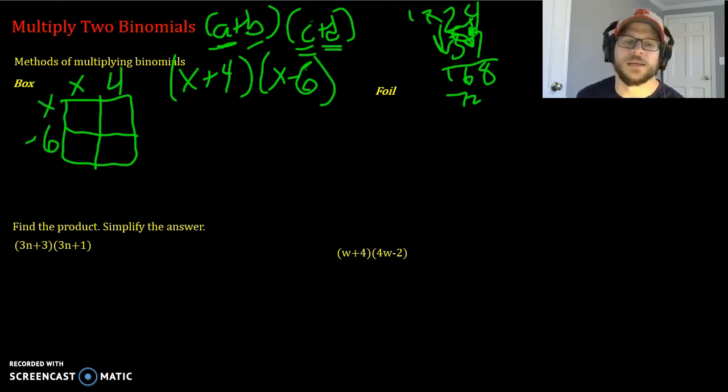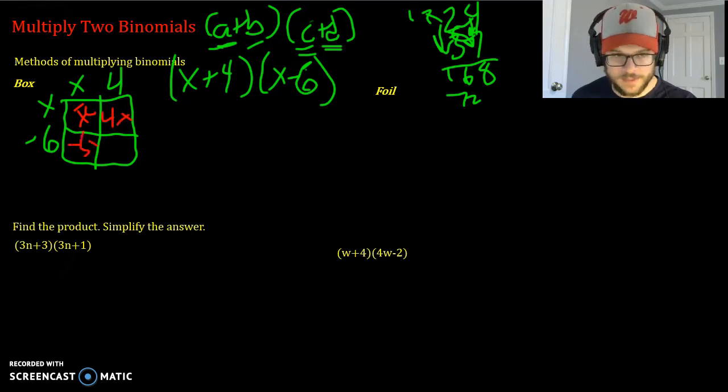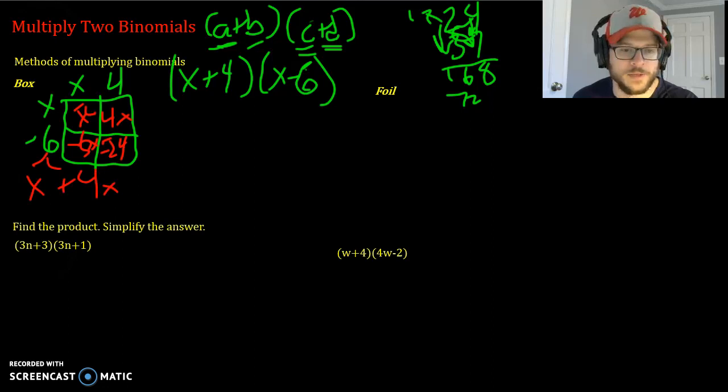Now, whenever you find something inside one of these boxes, you just multiply what's above it and what's next to it. So x times x is going to give you x squared. This next one, x times 4, is 4x. Down here, negative 6 times x is negative 6x. And the bottom right, negative 6 times 4 is negative 24. You will have some things that you can combine together. So if you write it all out, x squared plus 4x minus 6x, then minus 24.